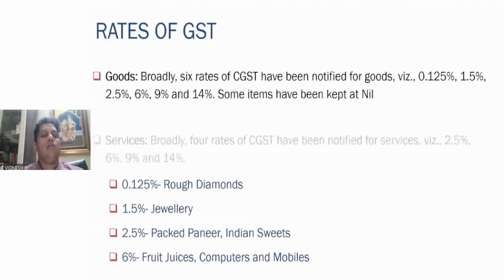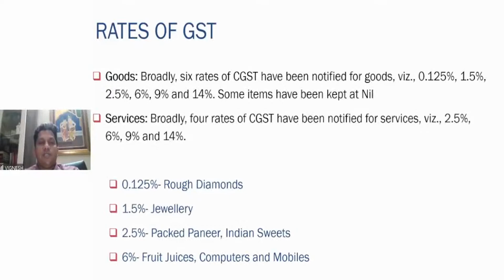Fine. So again, let's look at the rates of GST. As I told you, for different goods, different rates of GST have been kept. For many essential items, it has been kept as 0 also. Four rates of GST have been notified for services: 2.5, 6, 9, 14, which, including SGST, will be 5%, 12%, 18%, 28%.